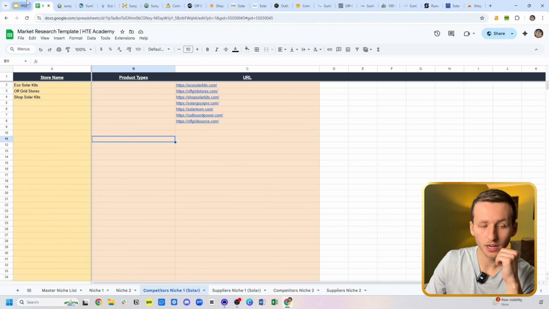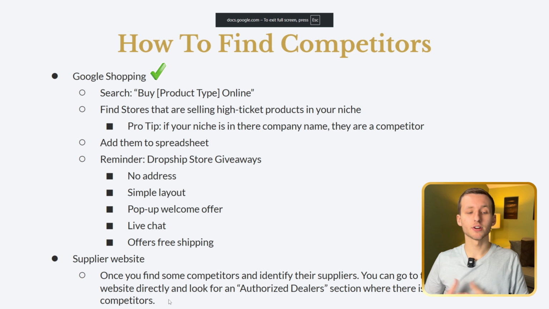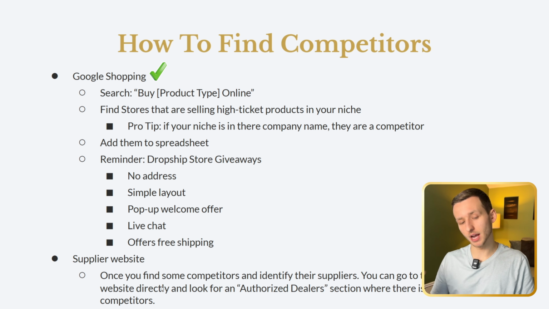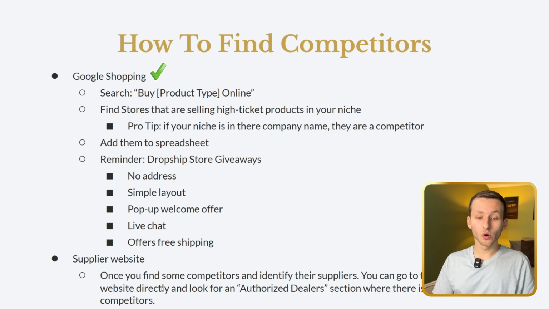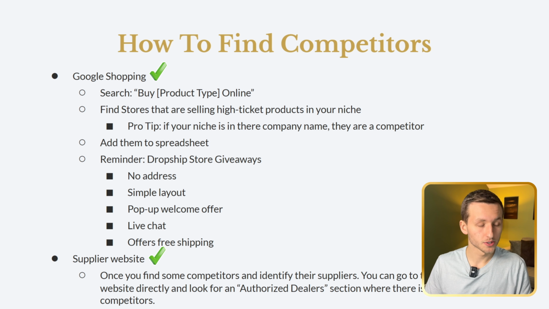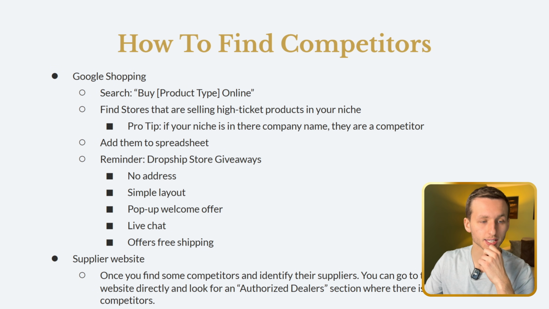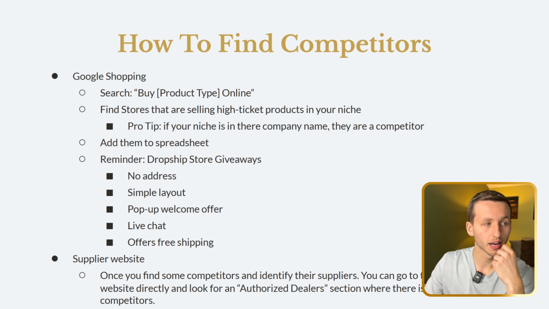All right. Now, another way to find competitors is via the supplier's website, right? So once you find some competitors and identify their suppliers, which I'll show you, you can go to the supplier's website directly and look for an authorized dealer section where there's usually a list of competitors. Okay. Hopefully we can find an example so I can show you guys. But yeah, to make it very simple, that's how you find competitors.